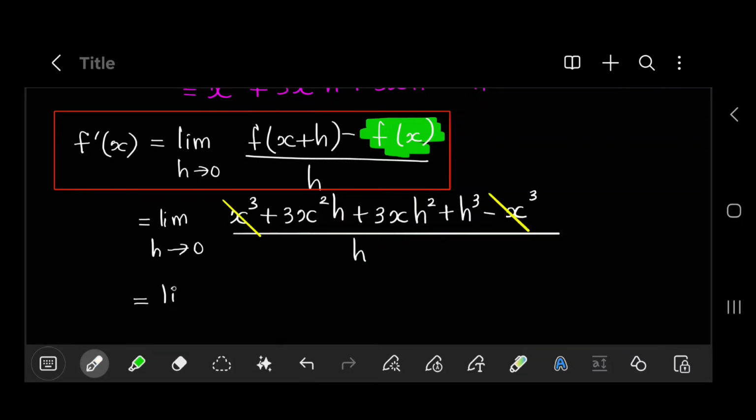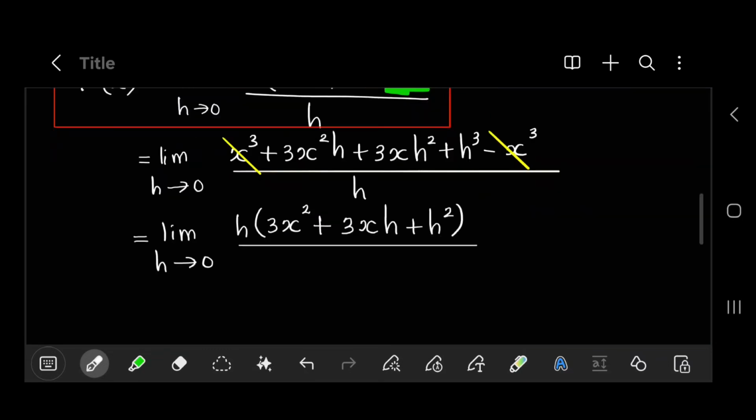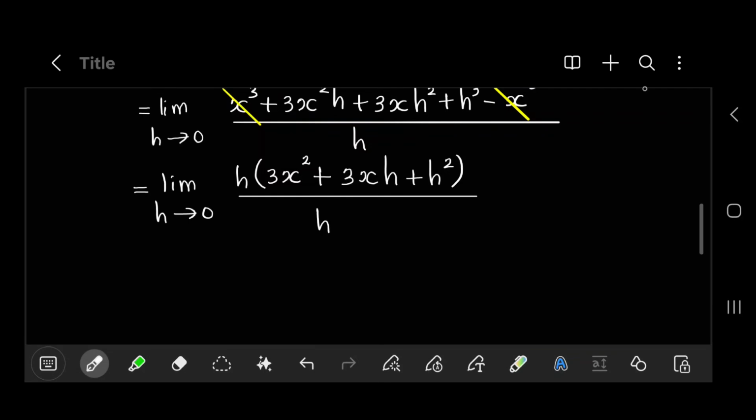We are now going to factorize those remaining terms. So we're going to pull out h as a common factor. In the first term, we're left with 3x squared. In the second term, 3xh, and in the third term, h squared, all over h. Remember, at this point, the h that you've pulled out as a common factor cancels out with the h from the denominator. Now we notice that we still have terms that contain h.